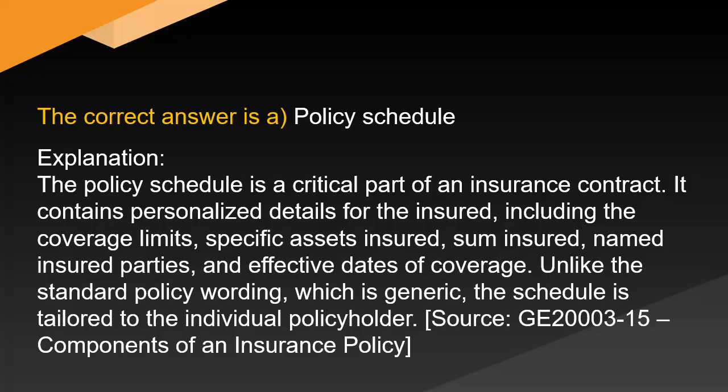The correct answer is A. Policy Schedule. Explanation. The policy schedule is a critical part of an insurance contract. It contains personalized details for the insured, including the coverage limits, specific assets insured, sum insured, named insured parties, and effective dates of coverage. Unlike the standard policy wording, which is generic, the schedule is tailored to the individual policyholder. Source: G2000315. Components of an insurance policy.